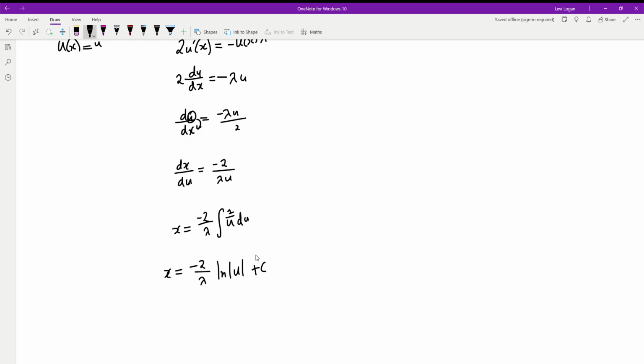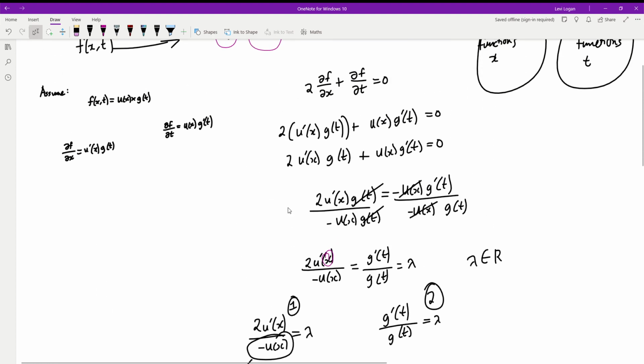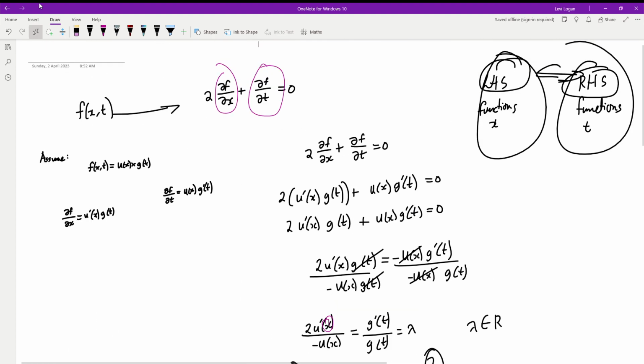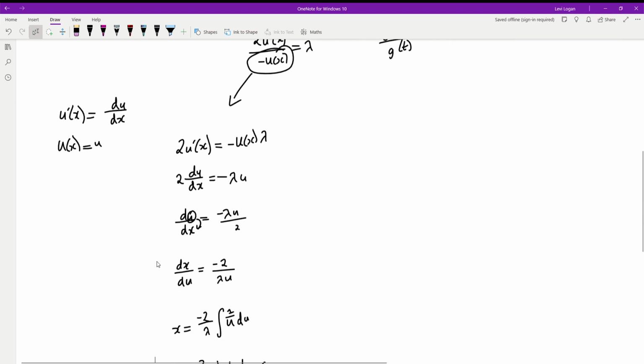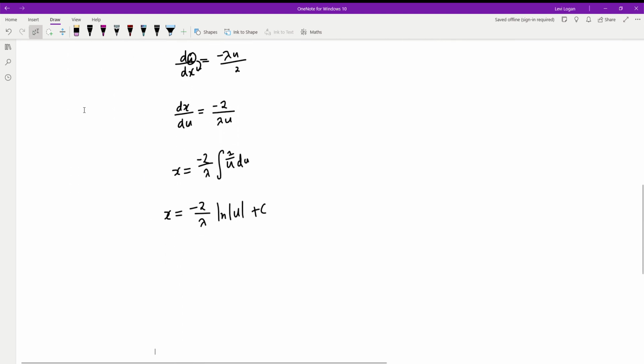Now we're going to rearrange this to get u by itself, because recall up here we're looking for a function, we're looking for our u, because at the start we made the assumption that our function of two variables is a function of x and a function of t. So we need to find this function here, u of x. Okay, so let's just go back down to our equation here and rearrange.